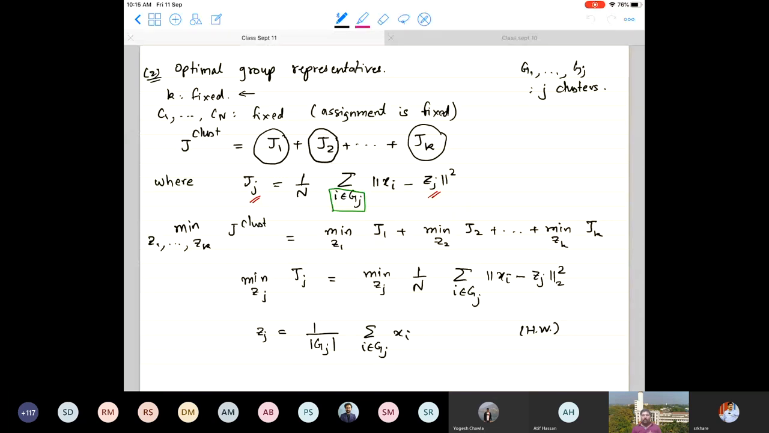Any other doubt? Any other comment? So is this algorithm sort of clear, the k-means algorithm and what it is really doing? So let me see if I have got any message.